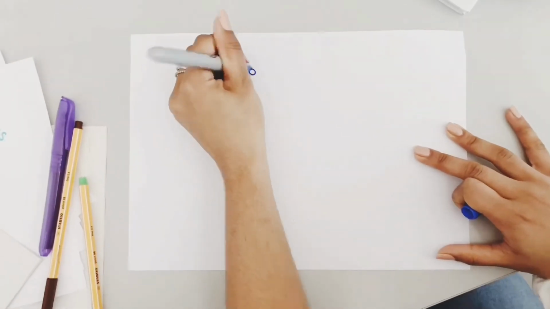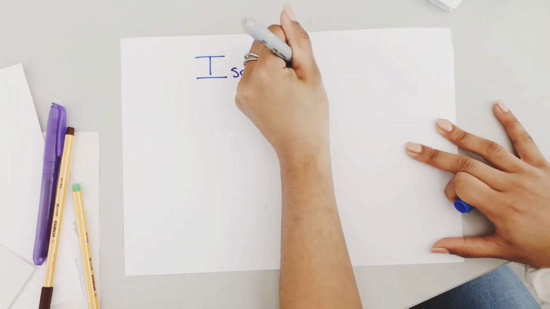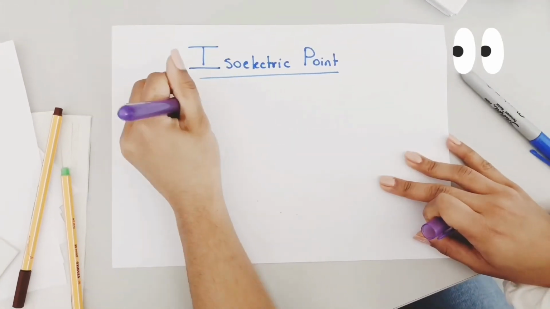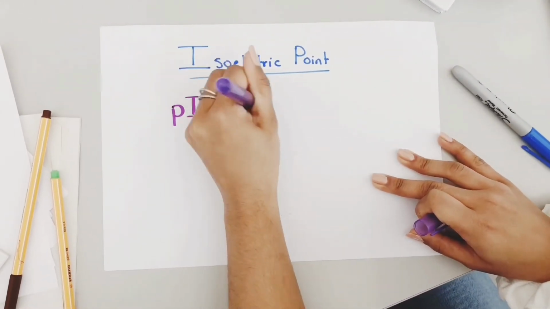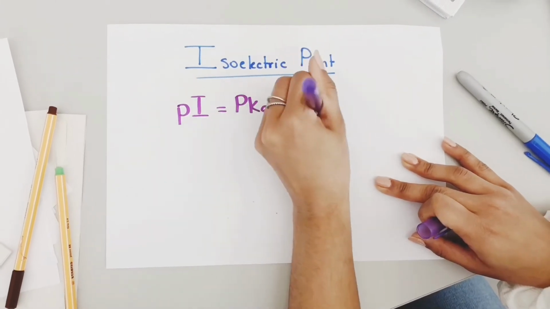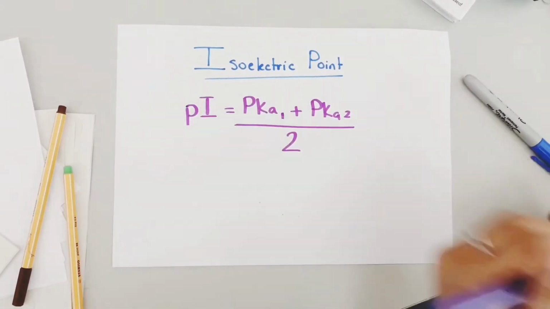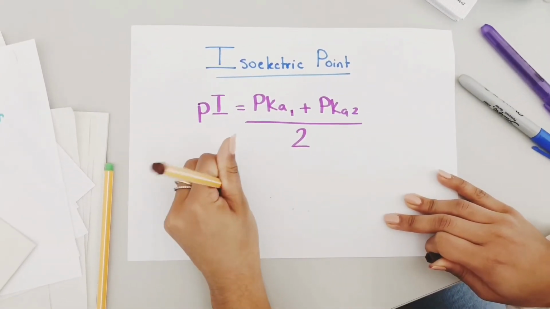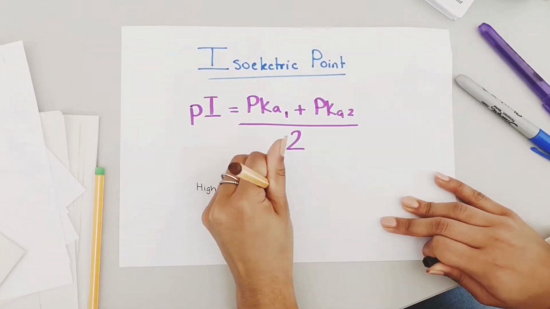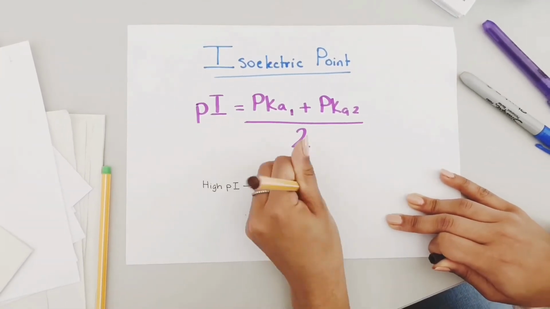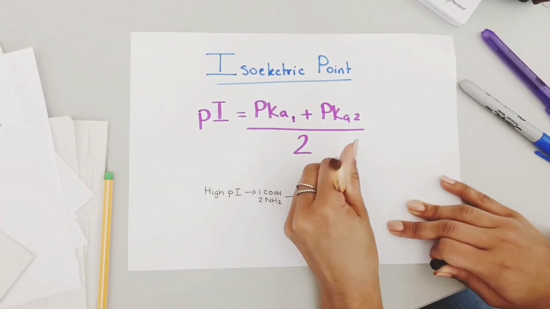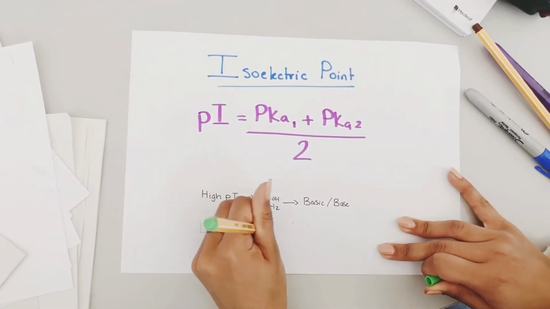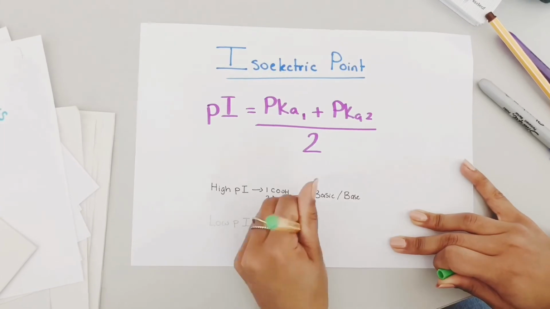Yay! It is important to know how to calculate when a molecule is electrically neutral, or in other words, the isoelectric point. So, how do we do this? Well, the isoelectric point equals pKa1 plus pKa2 divided by 2. The isoelectric point will have a higher pH when the basic side chain introduces an extra positive charge. So, the neutral form exists under more basic conditions when the extra positive charge has been neutralized.